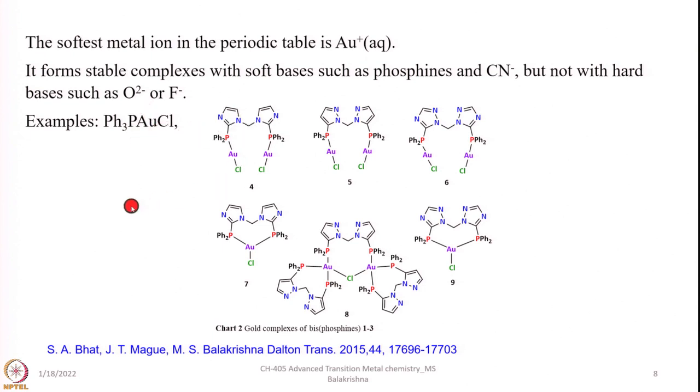And here I have shown some examples of gold plus 1 complexes. Here it is linear, and of course we have extensively studied gold chemistry in our laboratory, and we have examples for different geometries of gold. For example, in these examples it is linear, in this one it is trigonal planar, whereas in this case gold plus 1 state is tetrahedral, okay, and again it is trigonal planar.